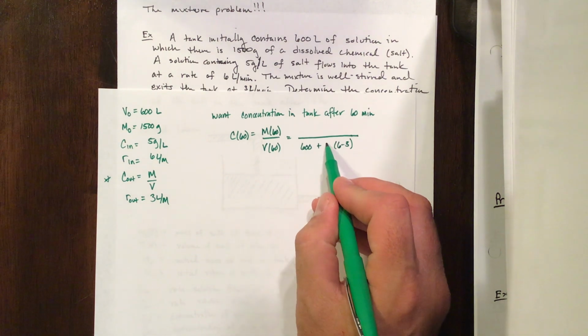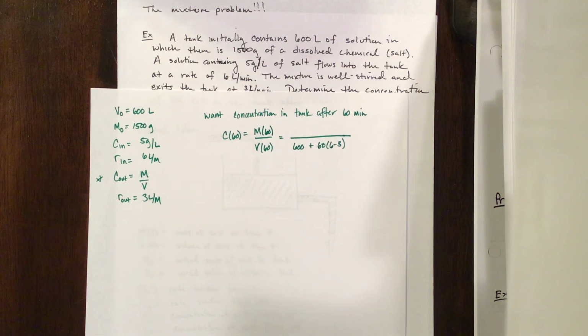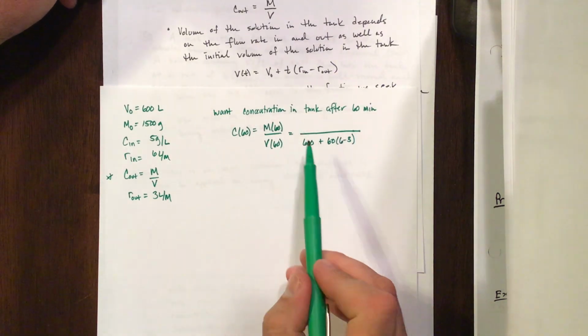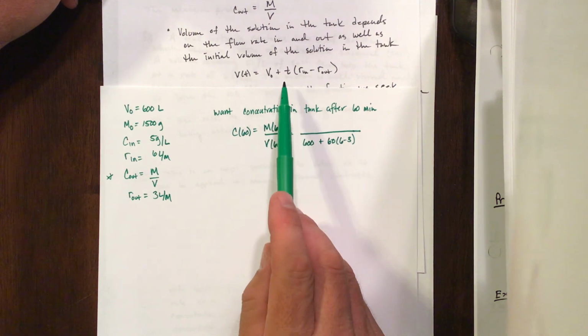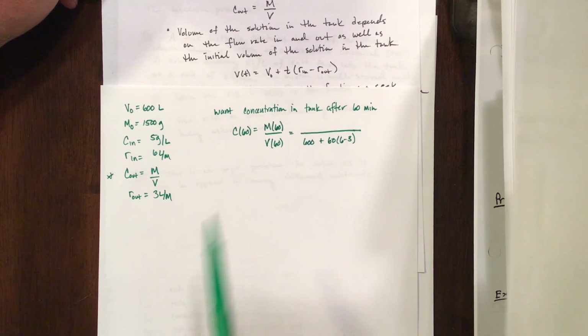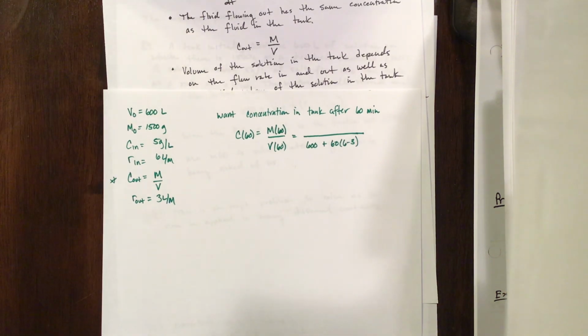And I want it after 60 minutes. So I can start off with that equation for V of 60, and you can see it closely models what I have for V of t. V of t is the initial 600 plus t times the difference between rate in and rate out. Okay, so that's good.